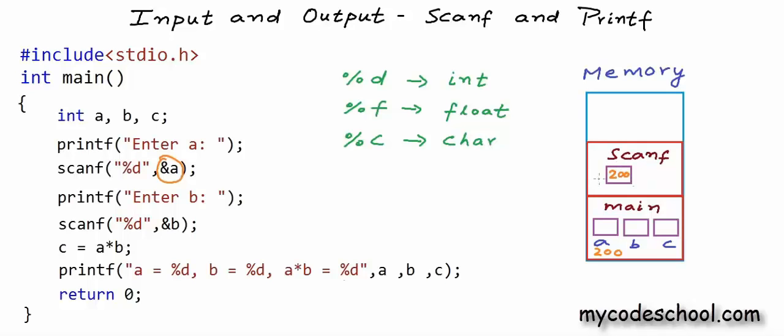Now scanf has a reference to A. In C, a variable that stores the address of another variable is called a pointer. So scanf has a pointer to A, and using this pointer it can access and modify the value in A, and this is how scanf will be able to write something here. If you want to understand this in detail, you can check the description of this video for a link to our lesson on pointers. So in printf we are passing values in local copies, but in scanf we are passing an address, so scanf can access the variable in main.